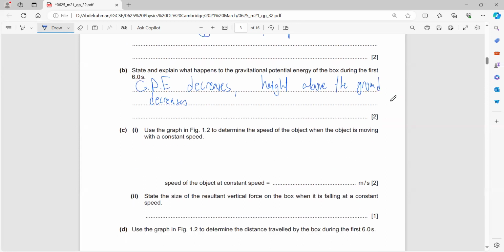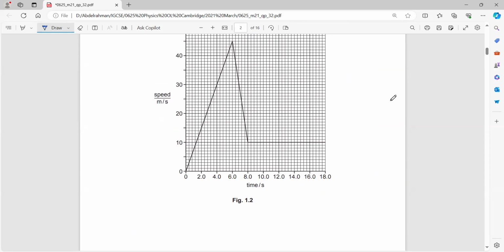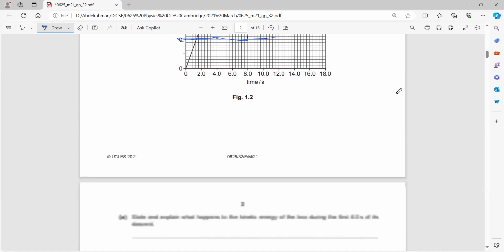Use the graph to determine the speed of the object when it is moving with a constant speed. What was the speed of the object from the graph? It was 10. This is the part with the constant speed. 10 meters per second.